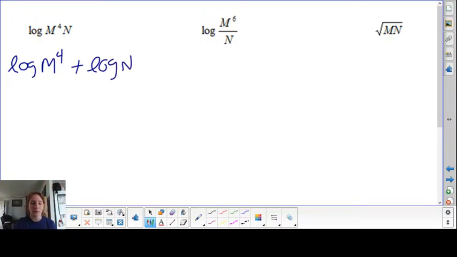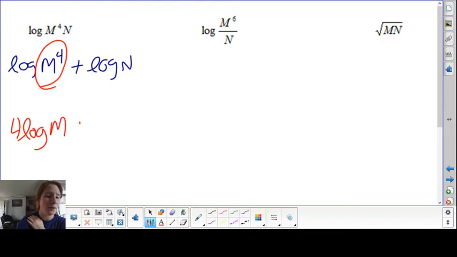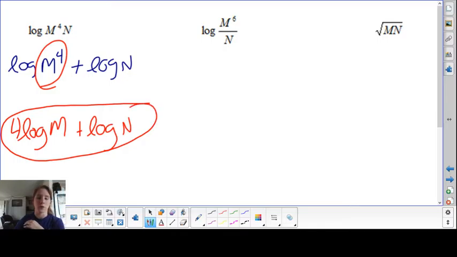Well, now taking a look at both of my pieces, I see I have an exponential guy, and we know that we have a law for him. We just talked about it. It's an exponent, and exponents become coefficients, and coefficients mean it's just a number in front of something. So to fully expand this, that 4 has to come out front. So I have 4 log of m plus log of n. Everything is pulled apart as much as I can, so that's my final answer.